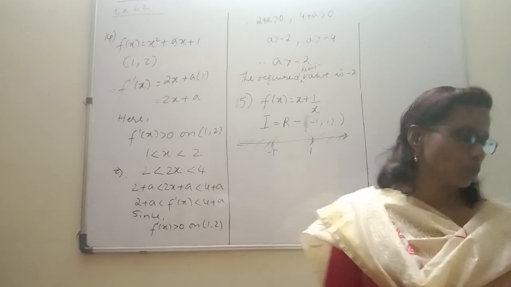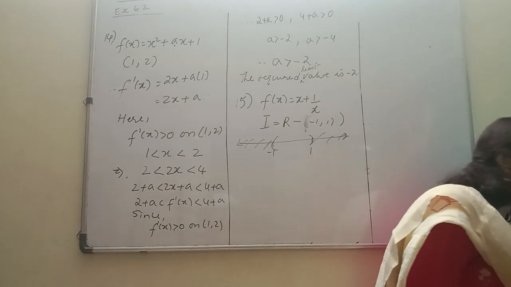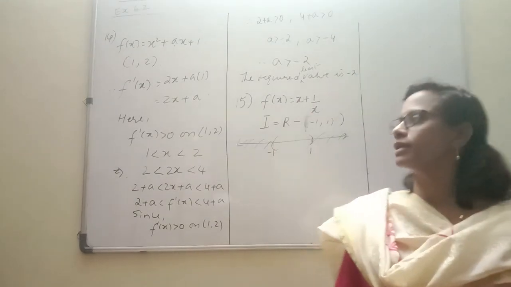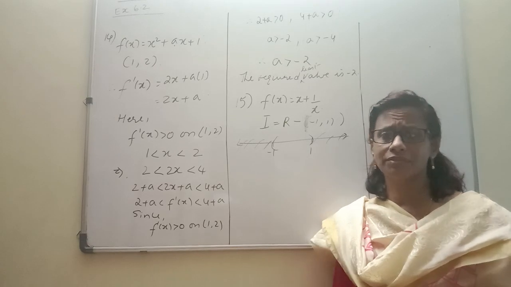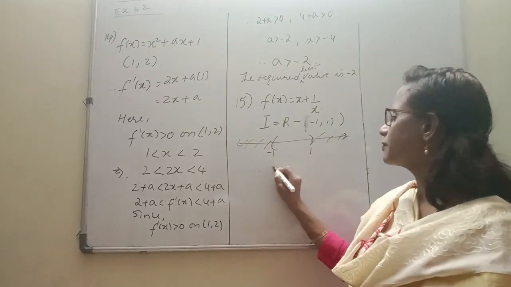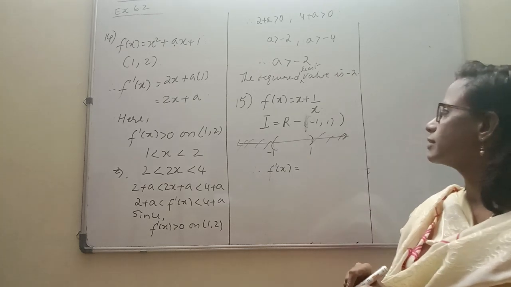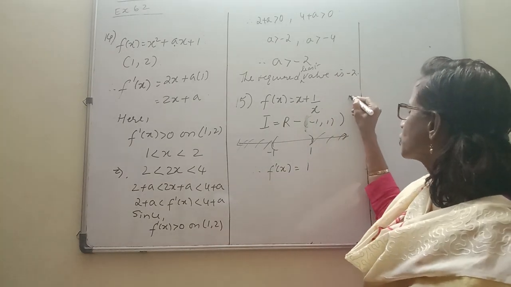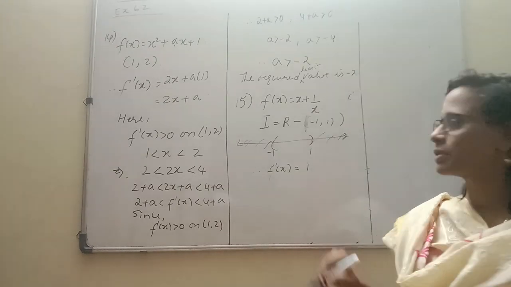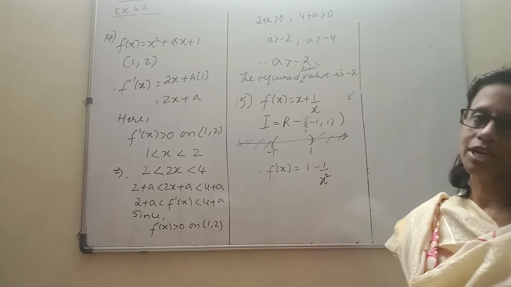So what do we have to show? You've got to show that this is strictly increasing on I. Anyhow, increasing means the derivative is positive. So let's find f dash x. The derivative of x is 1, and 1 by x is like x raised to -1, n x raised to n minus 1, so -1 by x squared. So this is f dash x.